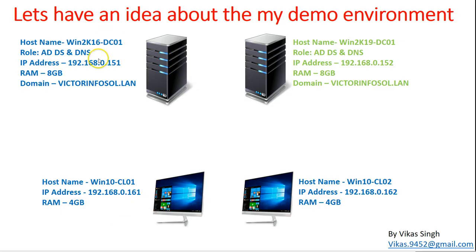So this is our first machine, which is our existing domain controller. The second machine is our Win2K19 DC01, which you can see I have marked as green. This is a brand new machine which is configured with 8 gig of memory. So I'm going to configure this machine and promote this server as a domain controller and DNS server, and then we are going to do.